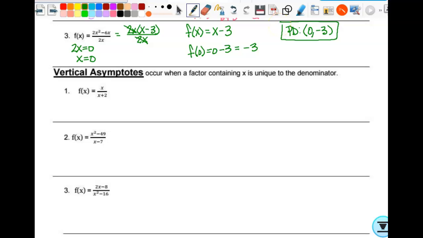So if you're wondering how you get a line with a hole in it, it starts off looking like a rational function, but then things cancel out, and that's where the hole comes from. Okay. What questions you got?